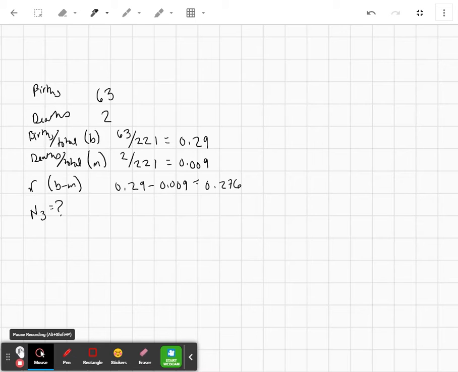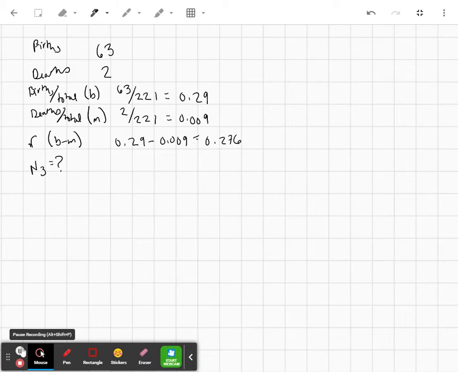Then we're going to do the growth rate. And so let's do that. So we know it's a logistic equation because K has been given to us, the carrying capacity. And so we're going to use the logistic growth equation. So dN over dt is equal to r times N times 1 minus N over K.